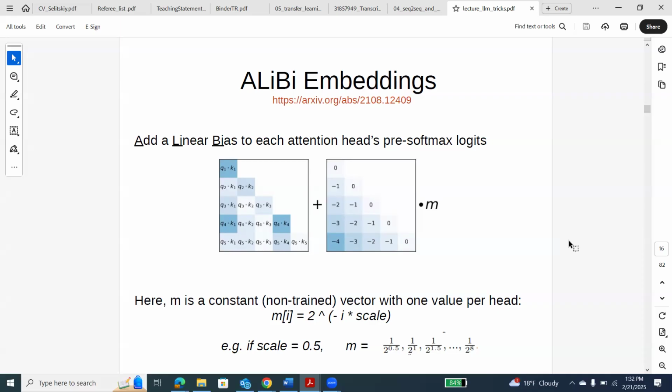And this factor m also will decrease as a power of 2. So for words at a larger distance, this additional term will be smaller because of this m, because m will decrease with the index of the position. And it also performs well, and some versions of Llama are trained with ALiBi embeddings, some versions are trained with rotary embeddings.